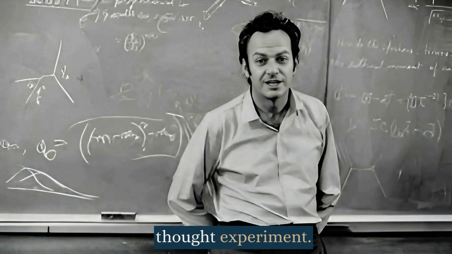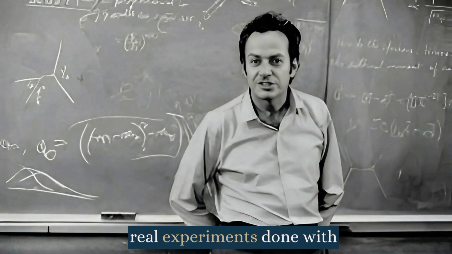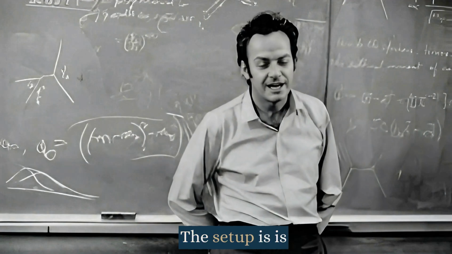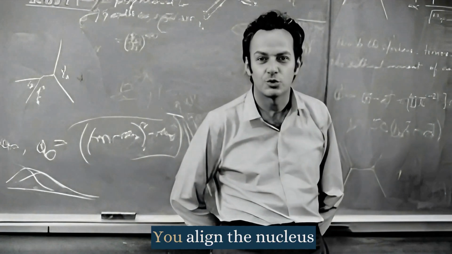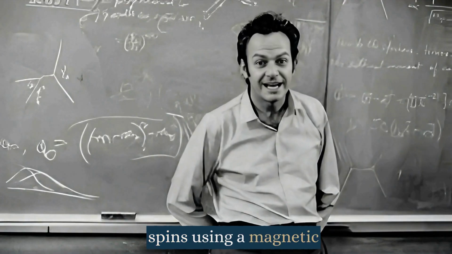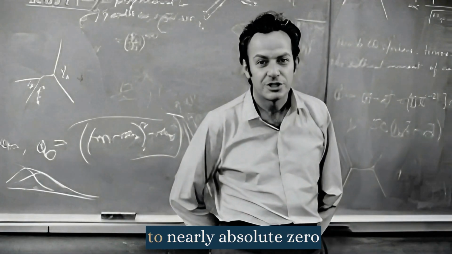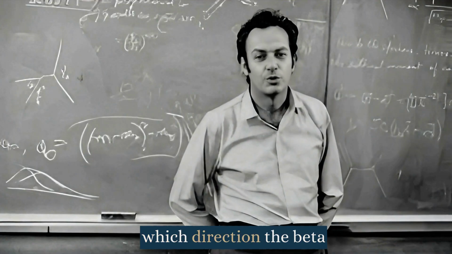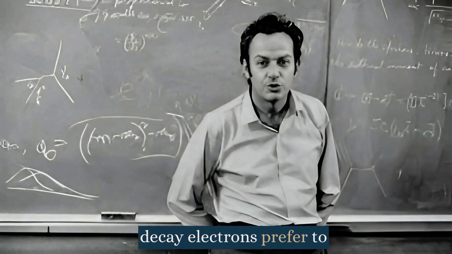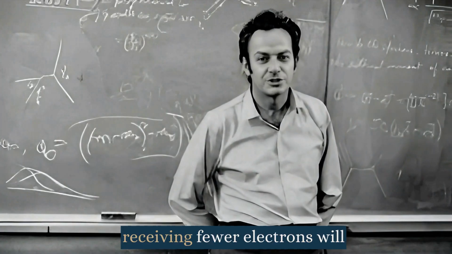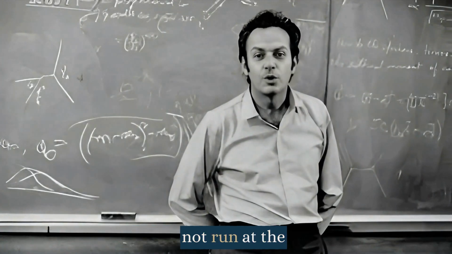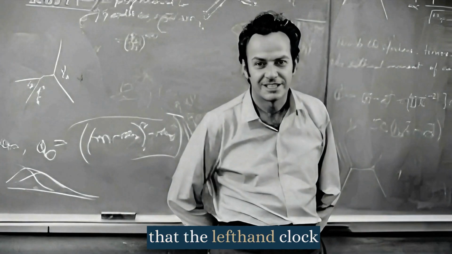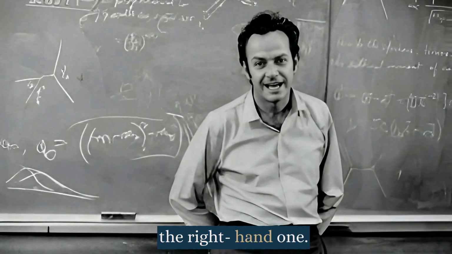This isn't just a thought experiment. This is based on real experiments done with cobalt-60, a radioactive isotope. The setup is ingenious. You align the nucleus spins using a magnetic field, cool everything down to nearly absolute zero to keep the alignment, and then you watch which direction the beta decay electrons prefer to go. Then the mirror clock receiving fewer electrons will not run at the same rate. So evidently we can make two clocks such that the left-hand clock does not agree with the right-hand one.